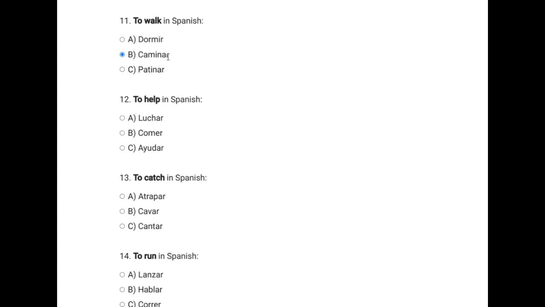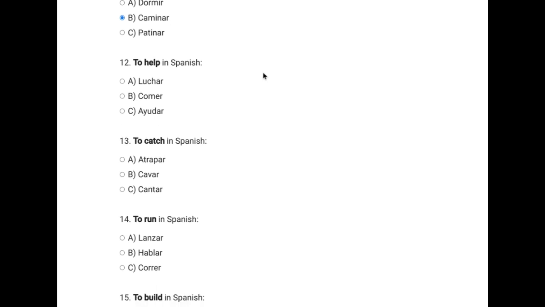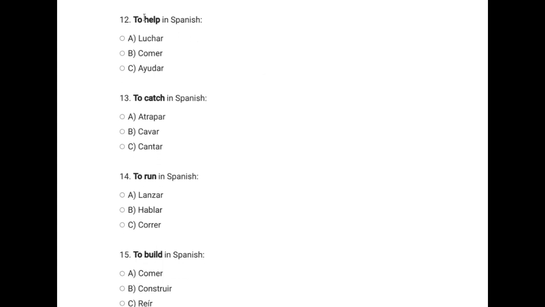Caminar. Number 12 says to help in Spanish. We have luchar, comer, and ayudar. Which one would be the correct choice? To help would be letter C, ayudar. Ayudar would be to help in Spanish.